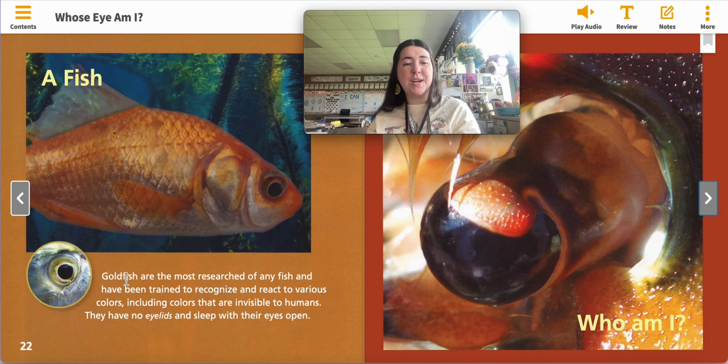A fish. Goldfish are the most researched of any fish and have been trained to recognize and react to various colors, including colors that are invisible to humans. They have no eyelids and sleep with their eyes open.